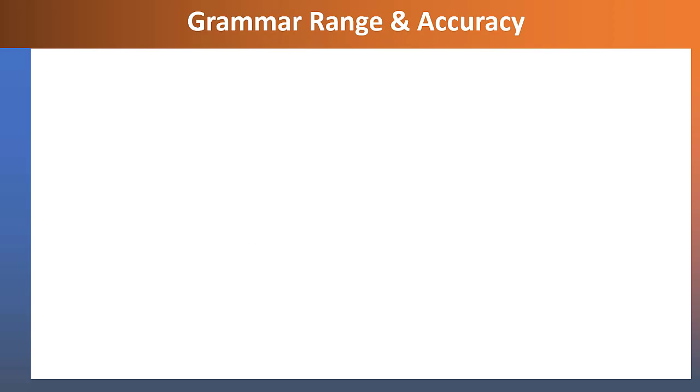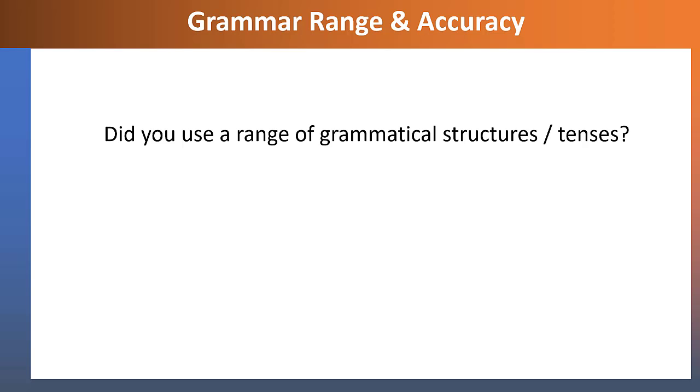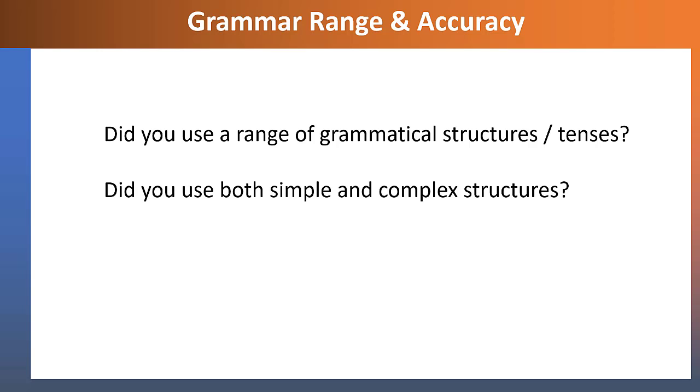For Grammar Range and Accuracy, we want to know, did you use a range of grammatical structures and tenses? Did you use both simple and complex structures? And is your grammar generally accurate? You should think about all of these questions to help you write a good essay, not just for the IELTS exam. We will look at how to check your writing carefully with these questions in a later video. If you want to read more about the IELTS marking criteria, you will find a link to a detailed description in the information below the video.